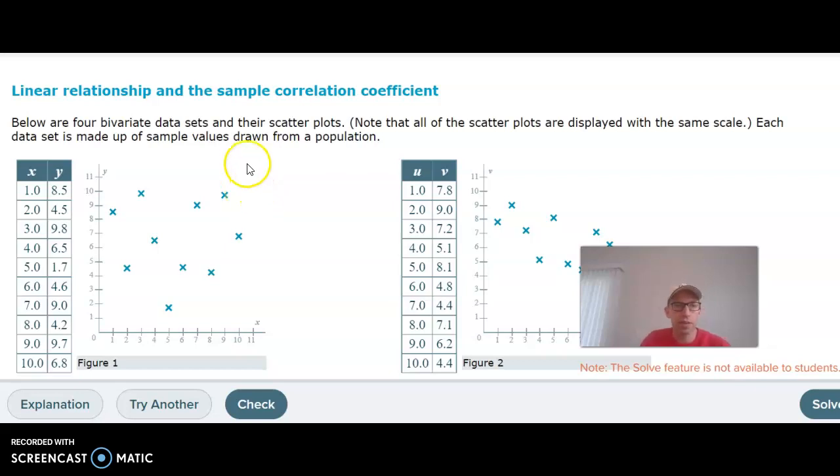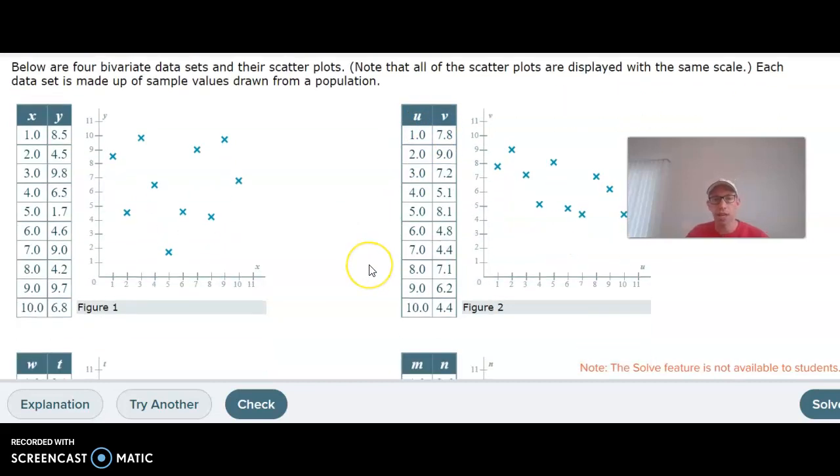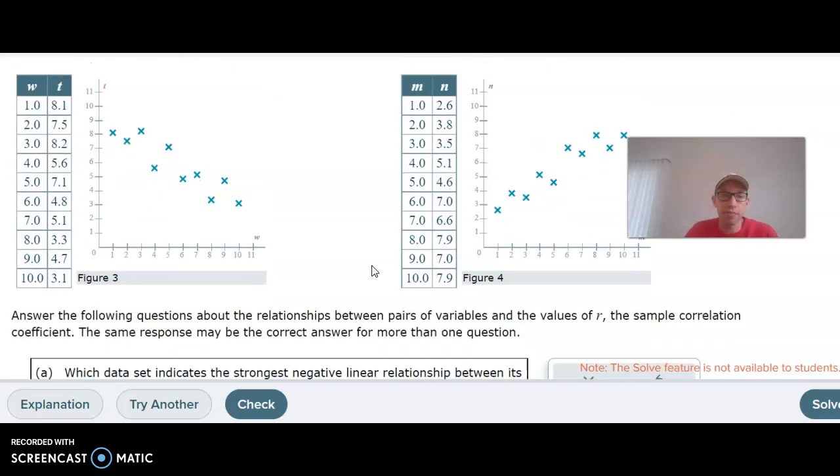All right, here we have a linear relationship and the sample correlation coefficient, which is represented by the letter R. So they give you four different data sets. Remember that each of these little marks on the scatter plot represents a pair, in this case an XY pair, in this case a UV pair, and so on. And each one of those variables should be measuring quantitative data.